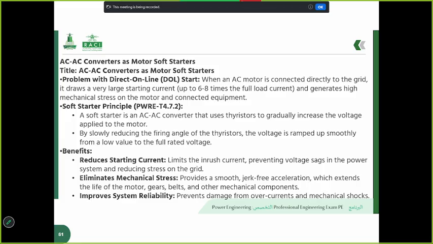First, it limits the starting current, preventing harmful voltage sags on the power system. Second, it reduces mechanical stress, providing a smooth, jerk-free start that protects the motor and mechanical components, thereby extending their lifespan and improving overall system reliability. So this makes soft starters an excellent choice for a wide range of industrial applications such as pumps, fans, and compressors.